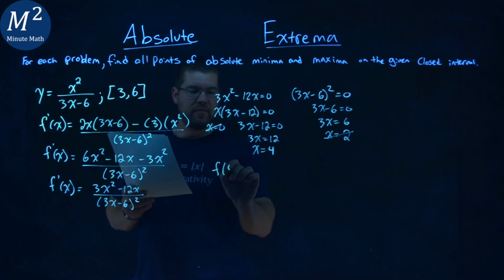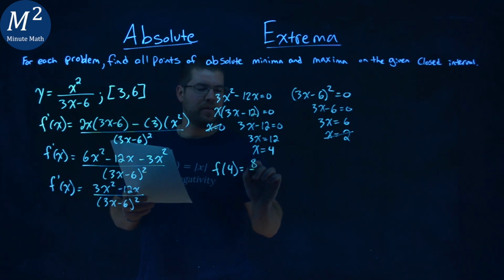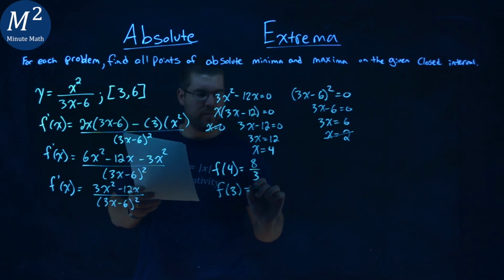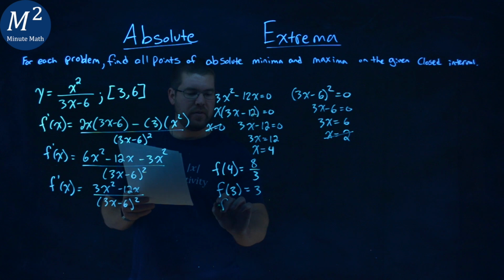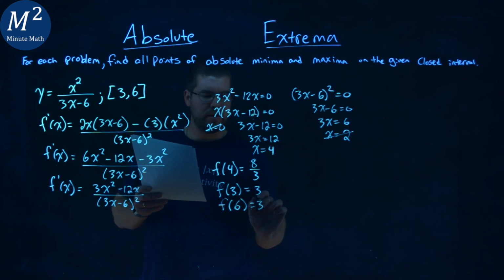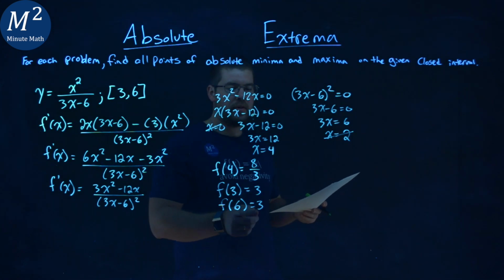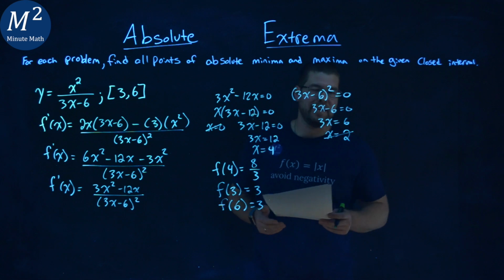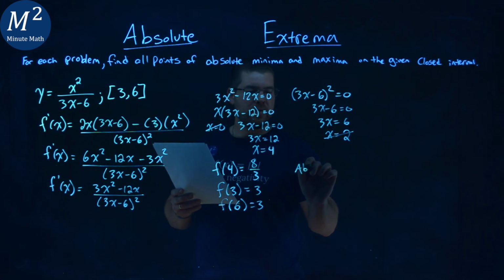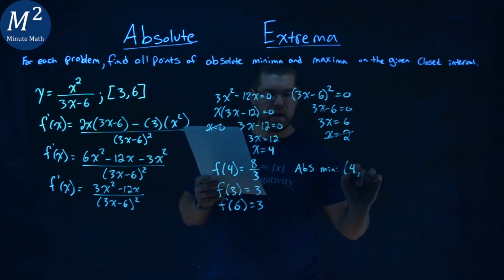So we find what f of 4 is, and I plug that into my original equation, and I get 8/3. f of 3, the endpoint, we get a positive 3, and f of 6, the other endpoint, came out to be a positive 3 as well. So notice we have the largest maximum value here at both endpoints, and our absolute minimum value is 8/3. And so to write it out, our absolute minimum, the coordinate point, is (4, 8/3).